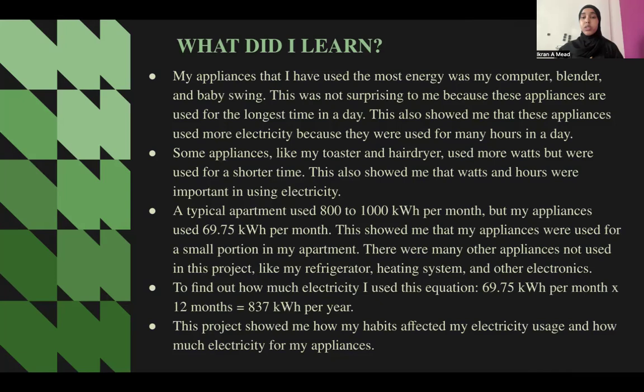A typical apartment uses 800 to 1,000 kilowatt hours per month, but my appliances use 69.75 kilowatt hours per month. This showed me that my appliances were a small portion of my apartment's use. There were many other appliances not used in this project, like my refrigerator, heating system, and other electronics. To find out how much electricity I use, this equation: 69.75 kilowatt hours per month times 12 months equals 837 kilowatt hours per year.